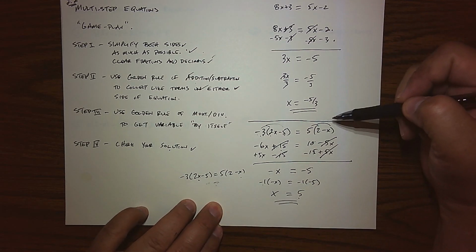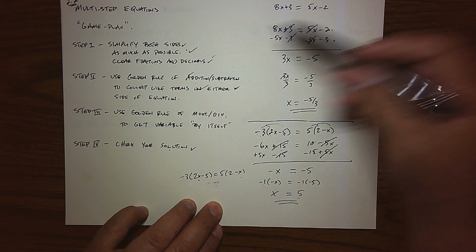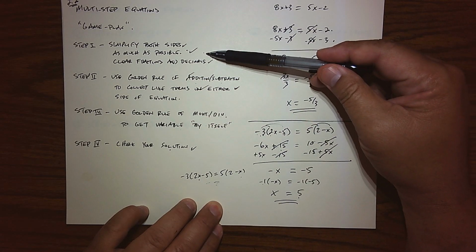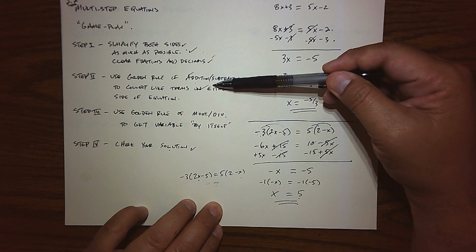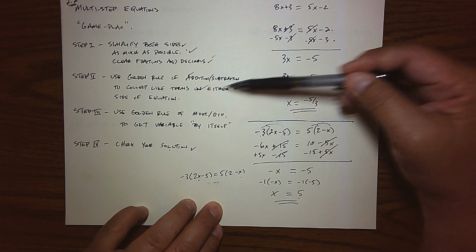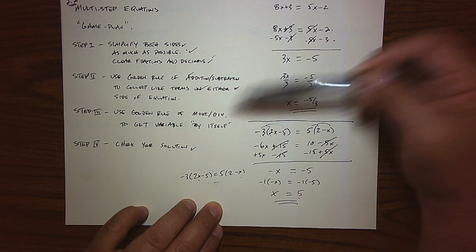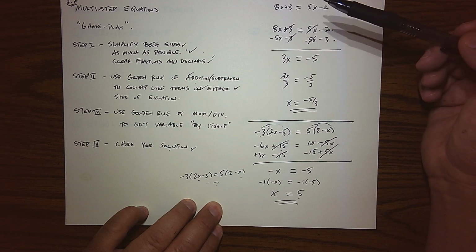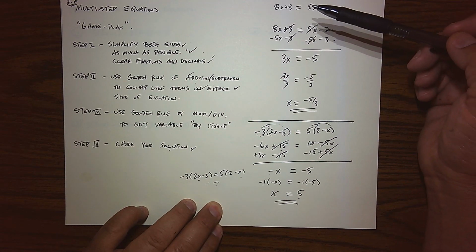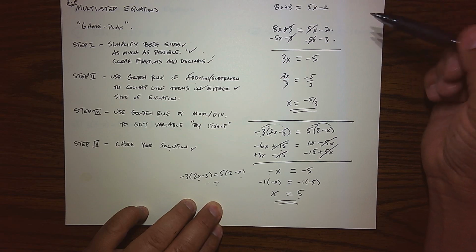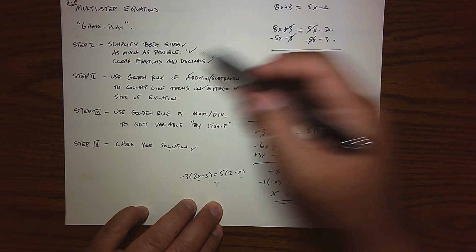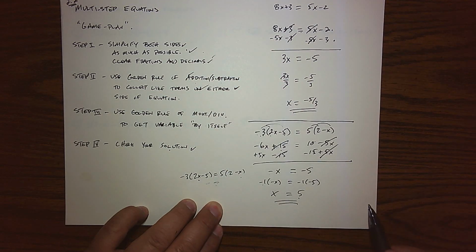Obviously things are going to get much more difficult, but this idea of simplifying both sides as much as possible, using an addition or subtraction to start collecting like terms to one side, and then we're usually just a multiplication or division away from getting x by itself. Alright, so we'll add on to the complexity in the next couple of videos where this little game plan is going to become extremely important.